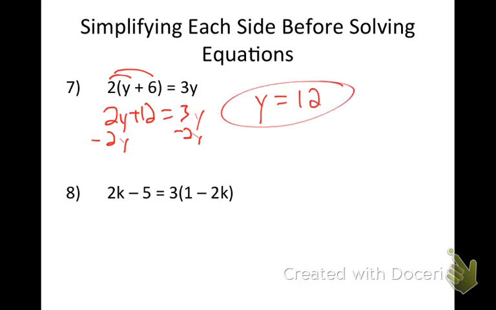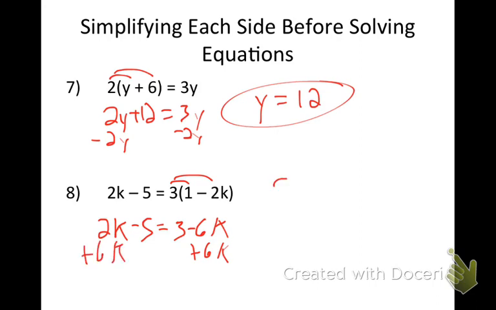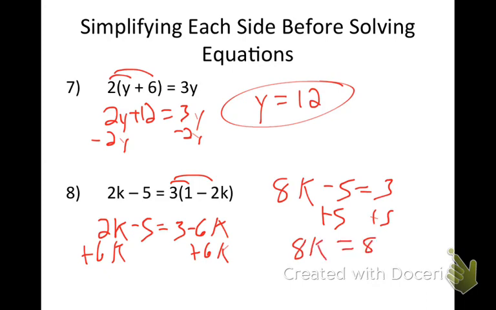Number 8, what do I want to do first, Crump? You want to distribute, right? So I get 2k minus 5 equals 3 minus 6k. What would you do next? Add the 6k over. Good work. And you'll subtract the 3 to get 8k equals negative 8. I want to add the 5 to the other side. So I have 8k equals 8. Now divide both sides by 8. And I get k equals 1, positive 1. There you go.